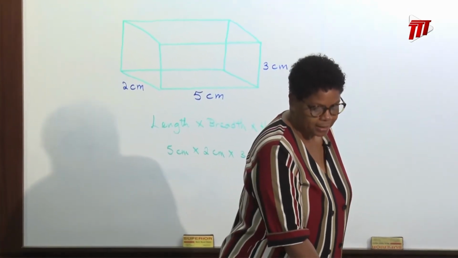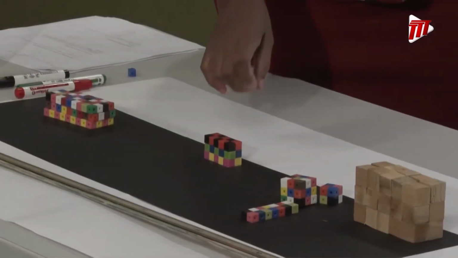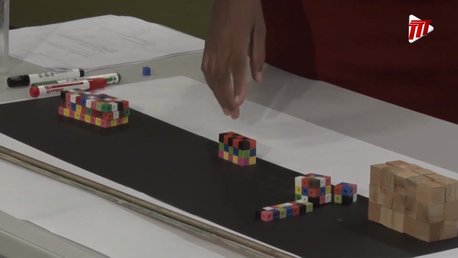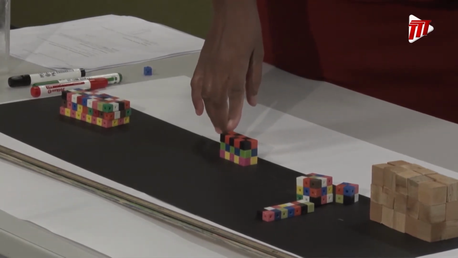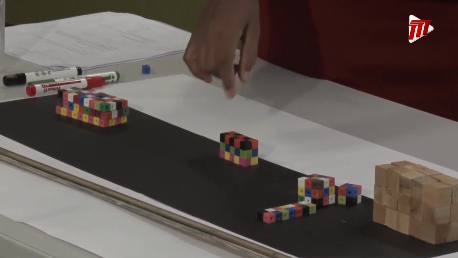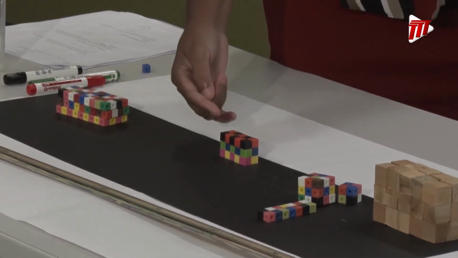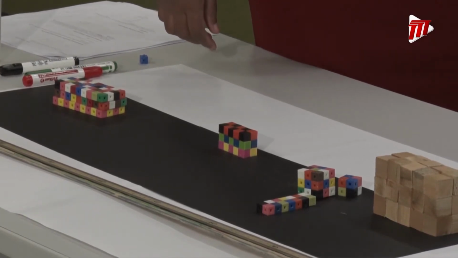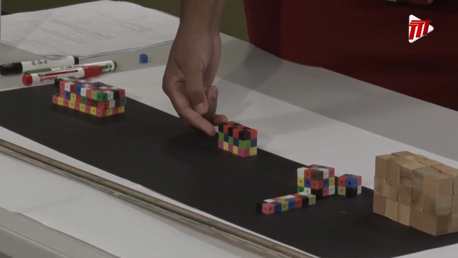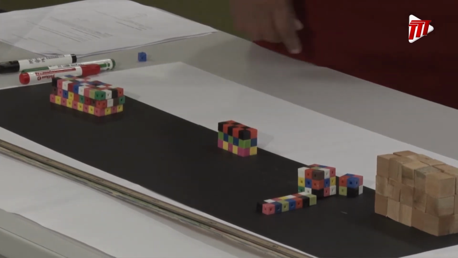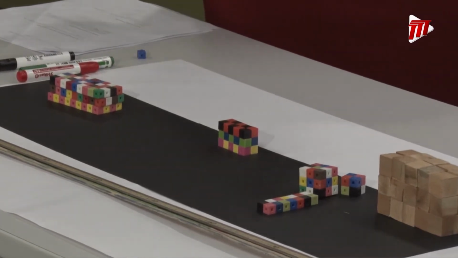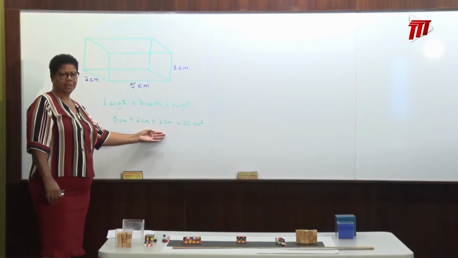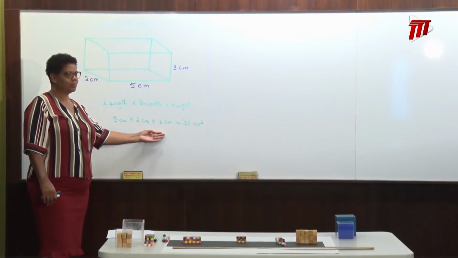And if we look at the top of the cuboid, which is just as the base, we have 5 multiplied by 2, which is 10. And we have 1, 2, 3 layers. So that's 10 and 10 and 10, which is 30 cubic centimeters. So remember our formula, length multiplied by breadth multiplied by height.